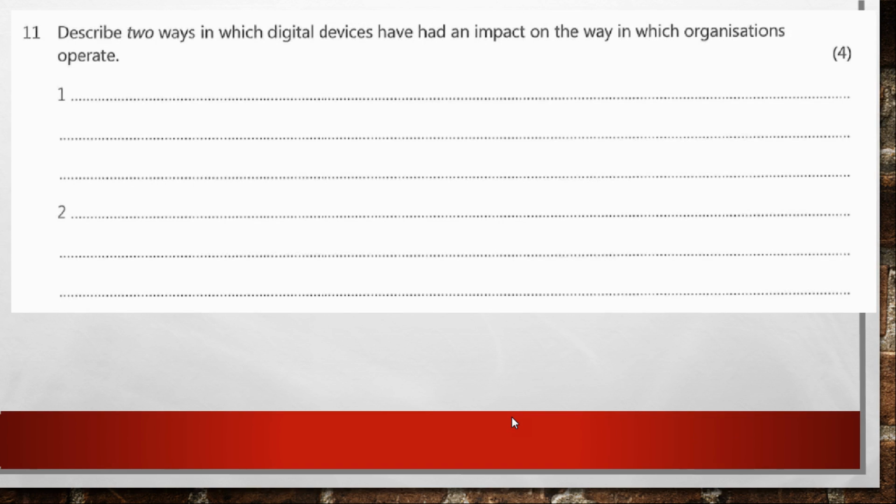Describe 2 ways in which digital devices have had an impact on the way organisations operate. Okay, so we're getting into bigger questions. So you need to describe 2 ways in which digital devices have had an impact on the way organisations, so this is companies, operate. I always think of someone like British Gas or BT. So where would a digital device be useful for someone, say, out on the road or in the office or whatever? Have a think about that one.